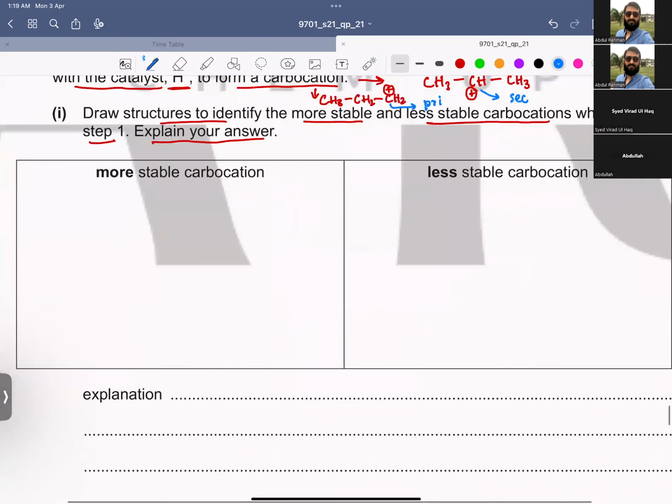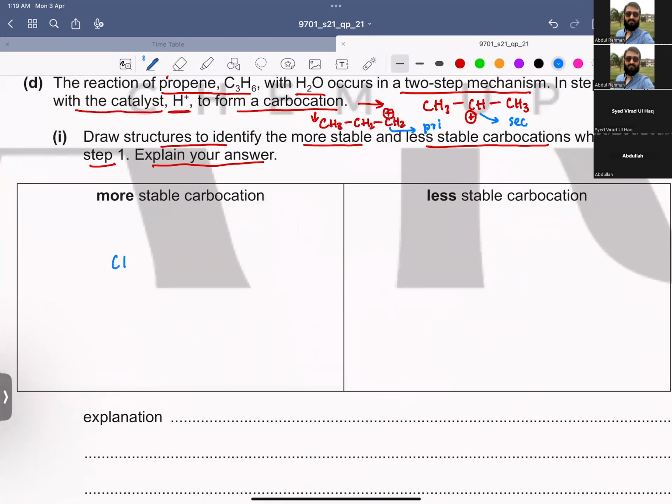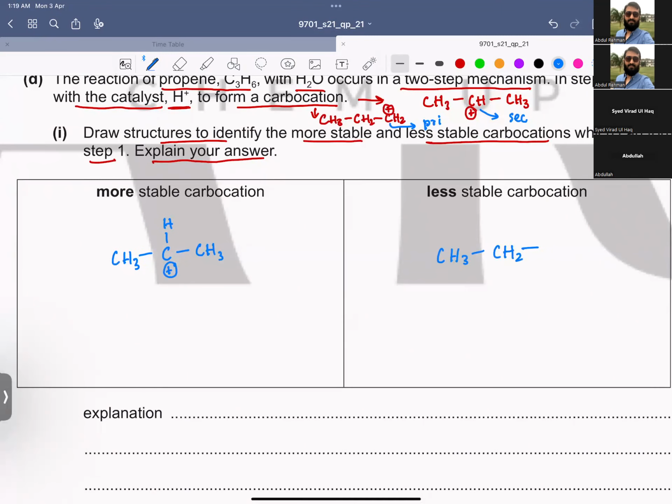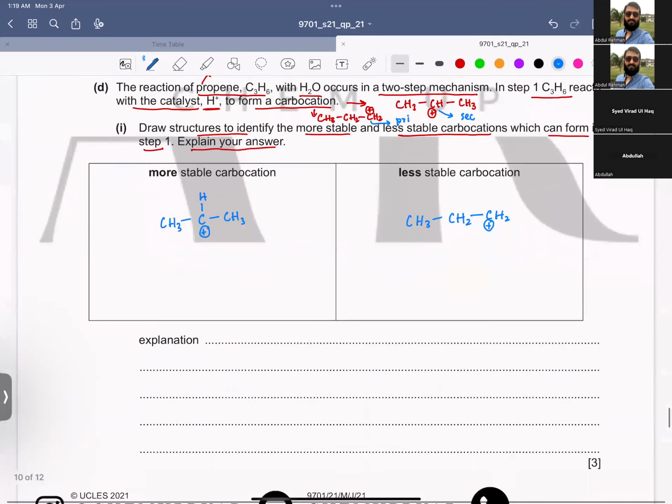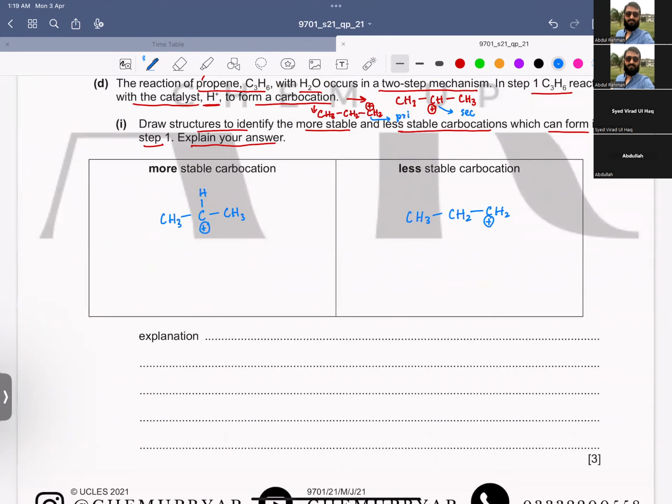So for the more stable one, I would draw CH3, C, CH3, and an H and a positive charge on that carbon. And for the less stable carbocation, it would be CH3, and CH2 with the positive charge over here. Now you need to write the explanation.